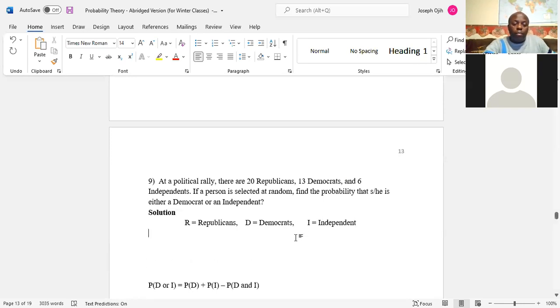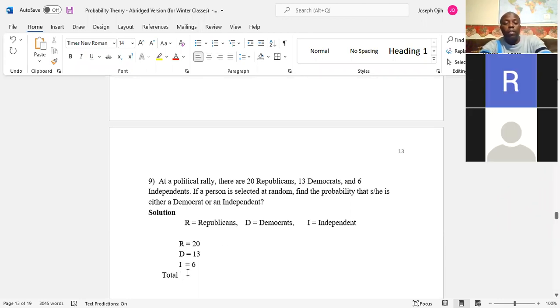We have 20 Republicans, 13 Democrats, and 6 independents. Add them all, and the total will equal 39.